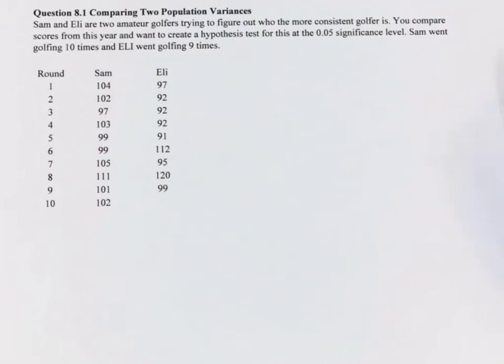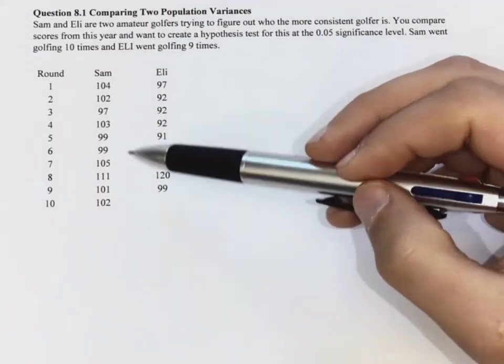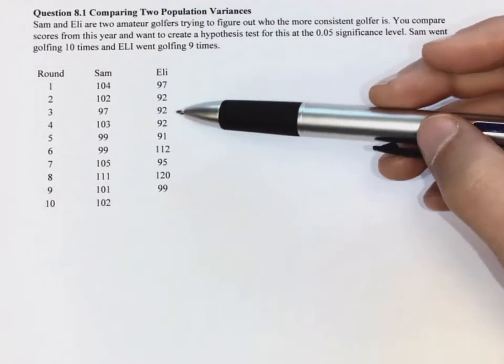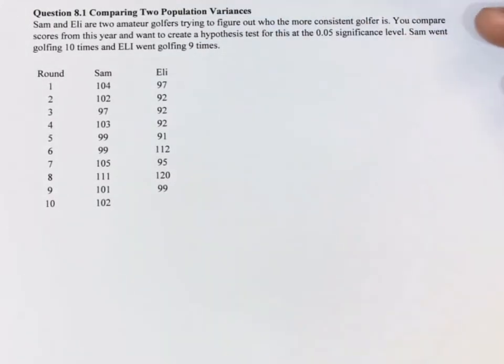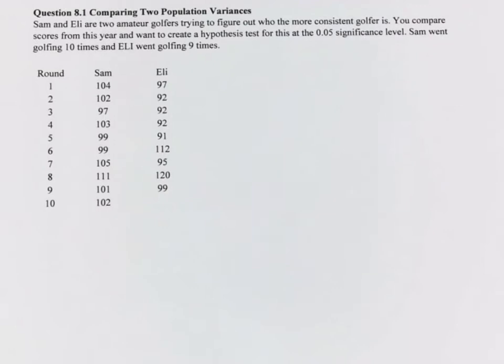Now, just to be clear, what we're doing is trying to determine who is a more consistent golfer. We can see at a glance here that Eli is better. He's got lower scores. His average is probably lower. But we're looking for who hits more consistently. So to do that, we're going to use what is called our F-test.